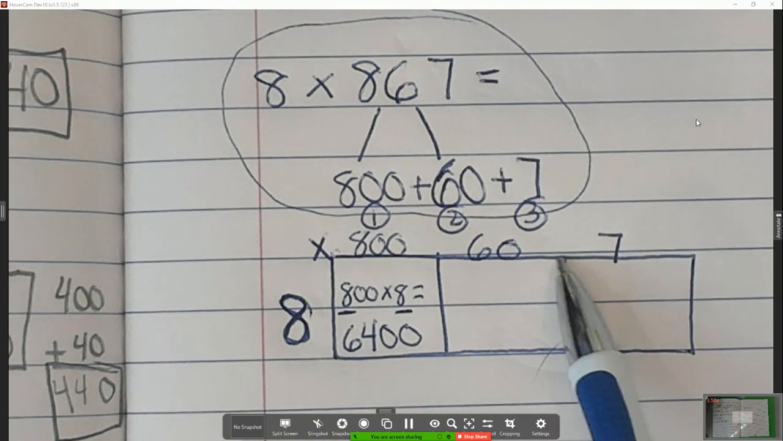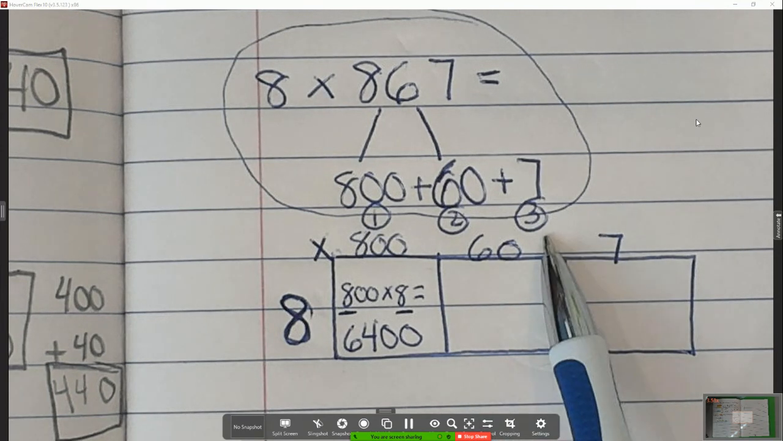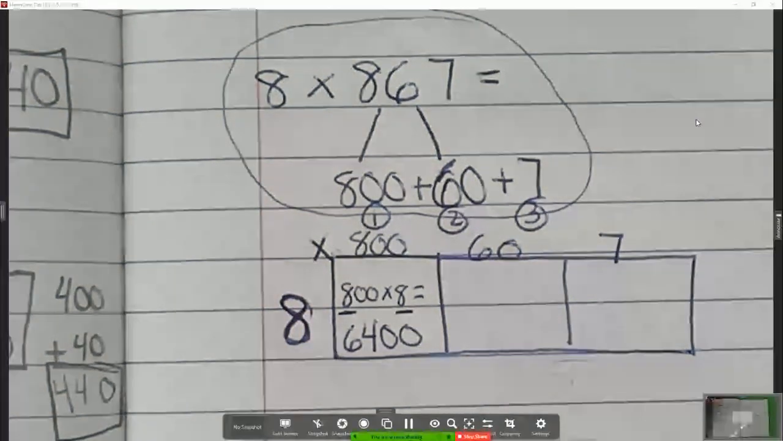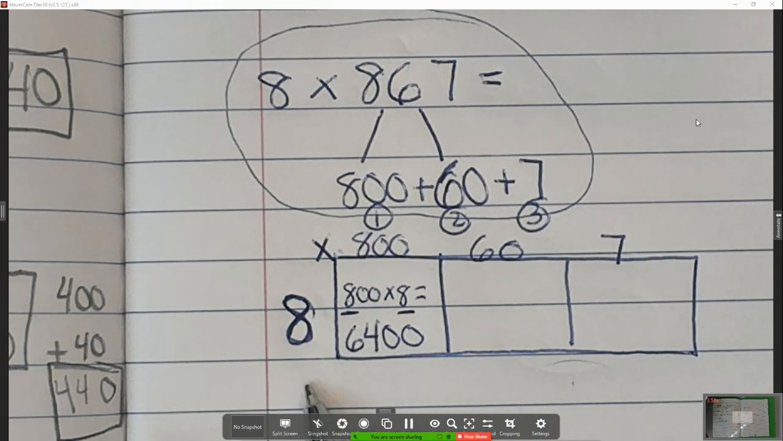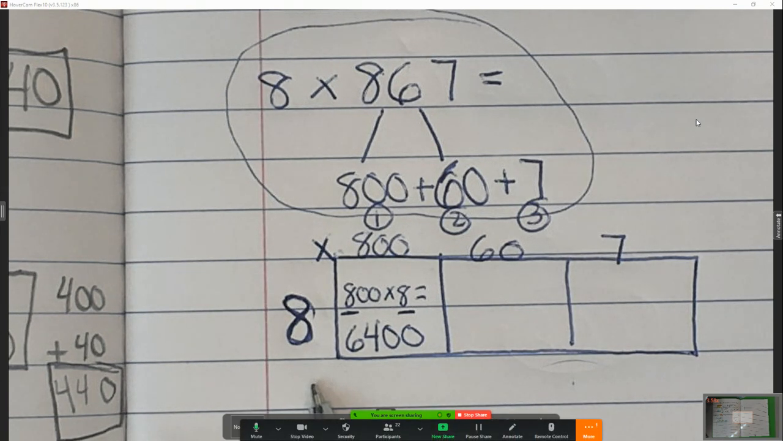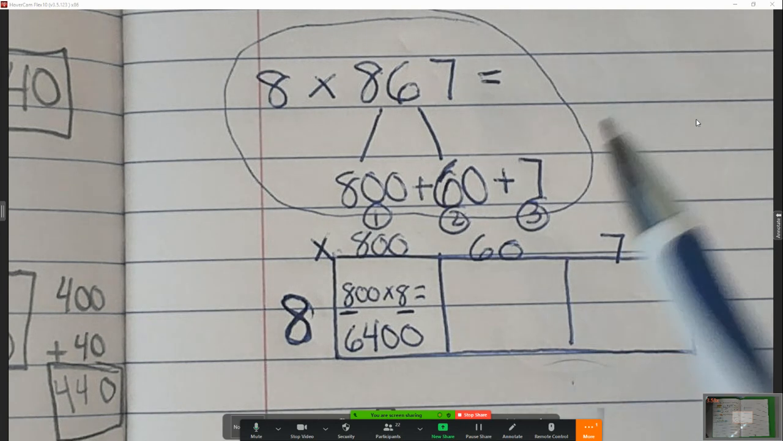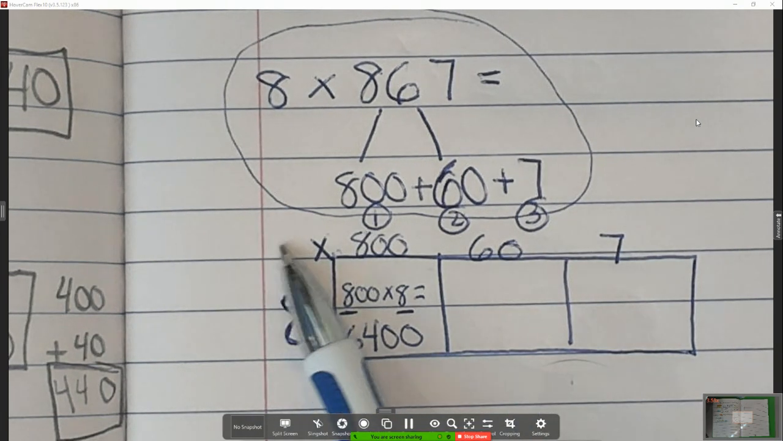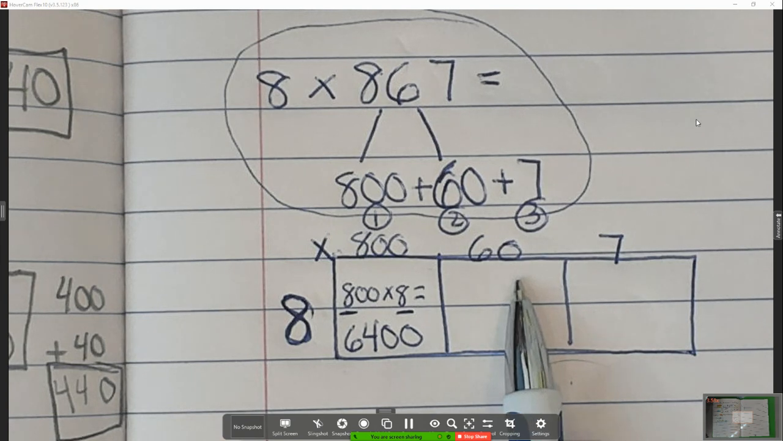Because I do have this one more box right here. What do I need to put there? Who can help me out with that one? Devin, what would I put there? 60 times 8. Beautiful. 60 times 8. See how Mrs. H is touching each number too? I like to do that because a lot of times when you do hand motions with it, it connects it. So 60 times 8, put it in the box.